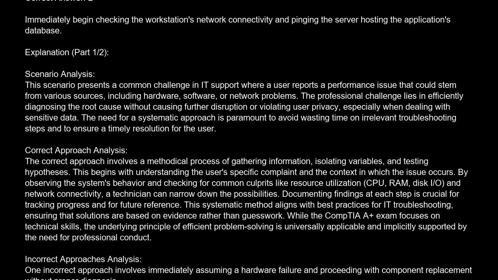By observing the system's behavior and checking for common culprits like resource utilization, CPU, RAM, disk I/O, and network connectivity, a technician can narrow down the possibilities. Documenting findings at each step is crucial for tracking progress and for future reference. This systematic method aligns with best practices for IT troubleshooting, ensuring that solutions are based on evidence rather than guesswork.